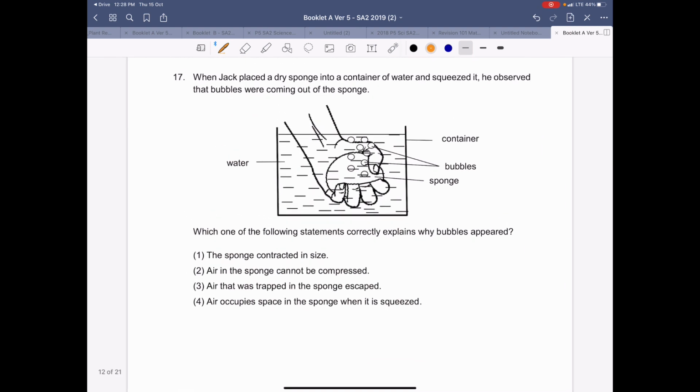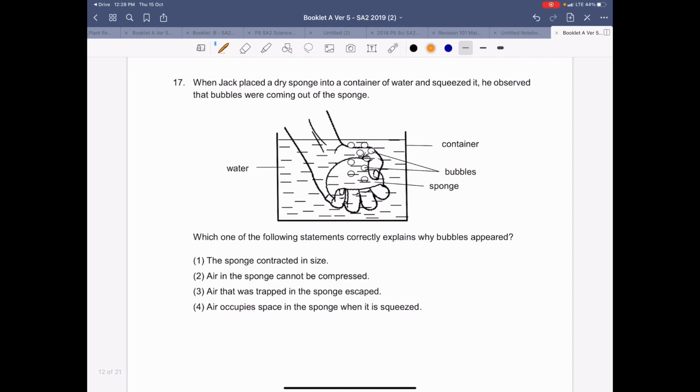Alright, last question for today. Now, when Jack placed a dry sponge into a container of water and squeezed it, he observed that bubbles were coming out of the sponge. So these bubbles are basically the air that is inside your sponge. So when you squeeze, you are forcing the air out from your sponge. Now, which of the statements correctly explain why the bubbles appear? So, number 3, air that was trapped in the sponge escaped. This is something that's very straightforward. Yes. Alright?